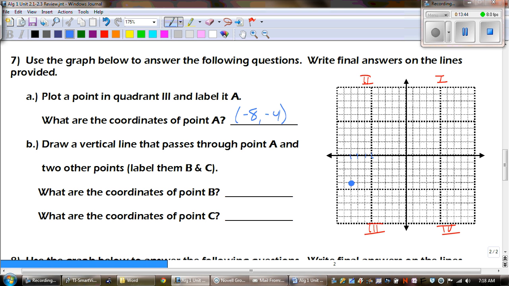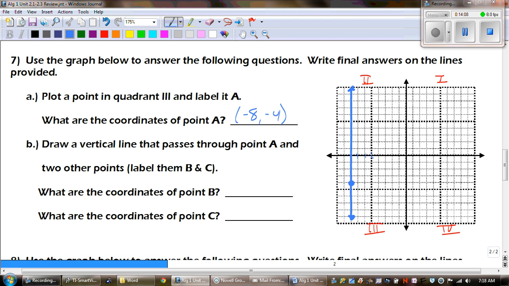Now it tells me to draw a vertical line that passes through A. Well, we just talked about vertical lines. Vertical lines are up and down. So, vertical line, there it is. And remember, if your point is different than mine, your vertical line is going to be somewhere else.